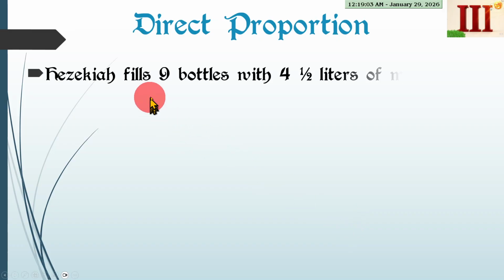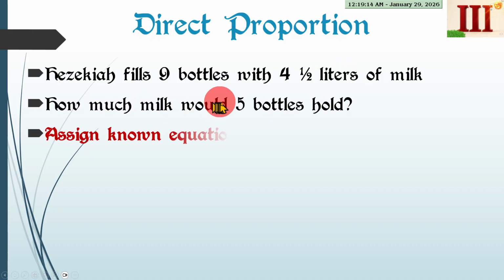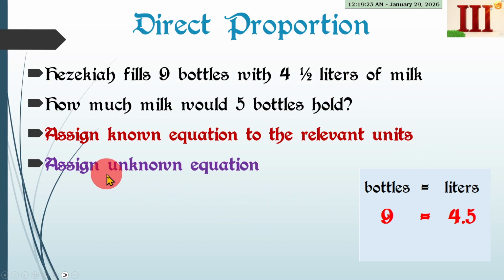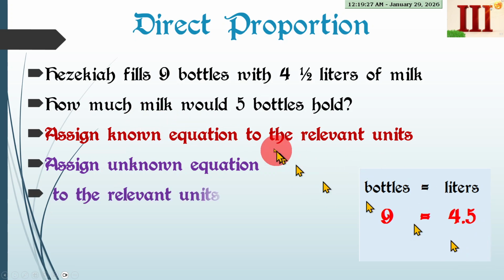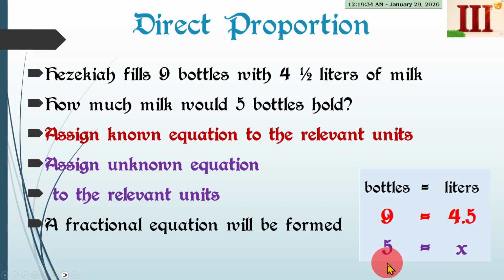So Hezekiah fills 9 bottles. Always look at the numerical value. We know what units we want to use. We want to use bottles and we want to use liters. How much milk would 5 bottles hold? Start with what you know: 9 bottles, 4.5 liters. Then you focus on what you don't know. You don't know how much milk, so the x has to go under the liters. The 5 has to go under the bottles. And you can now do a cross multiplication.